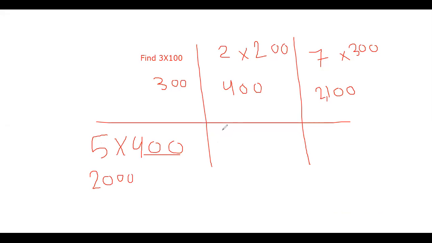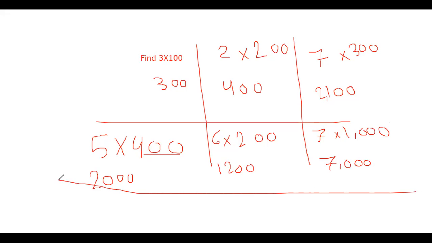Another one. 6 times 200. How do we multiply it? 6 times 2, 12. So this is 12. And we have 2 zeros, so this is 2 zeros. Okay? Now, another one. 7 times 1,000. So what we will do here, 7 times 1 is 7. Then we have 3 zeros, so 1, 2, 3, so it's 7,000.